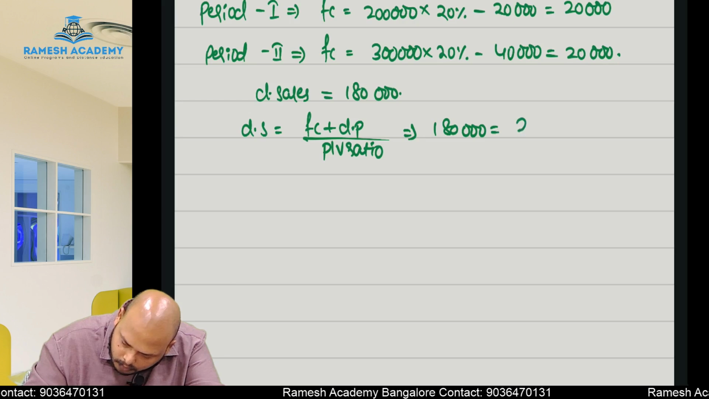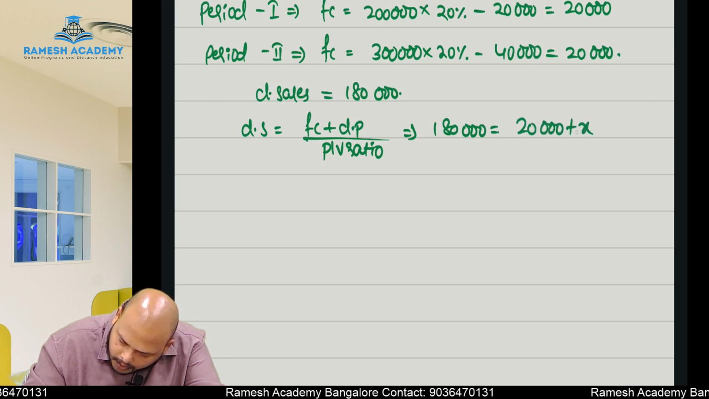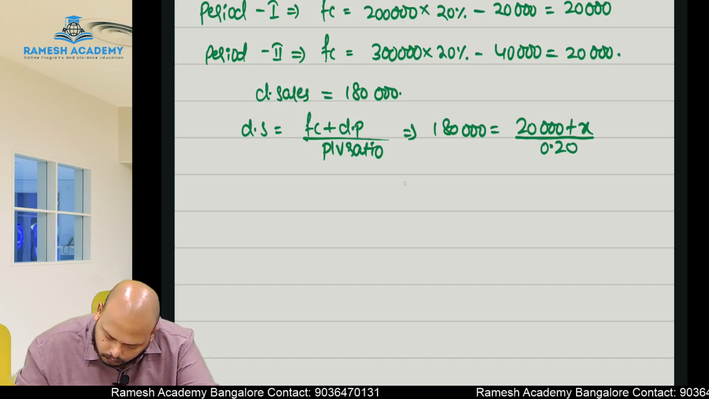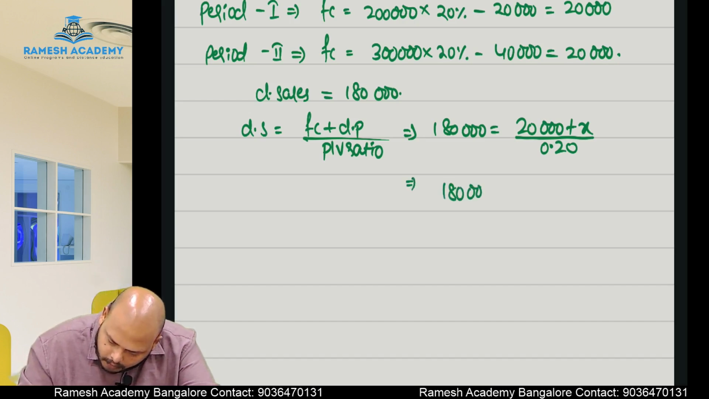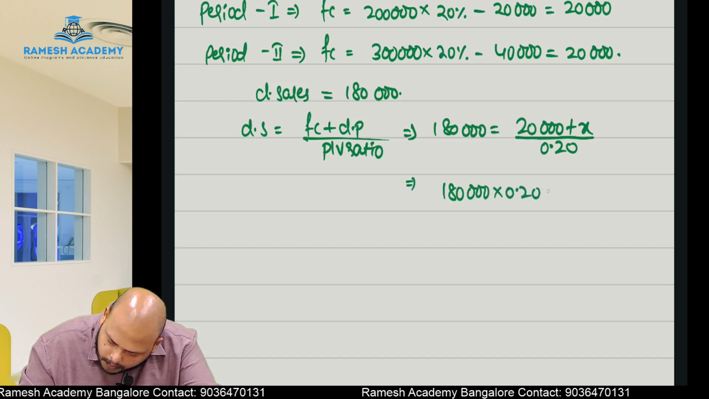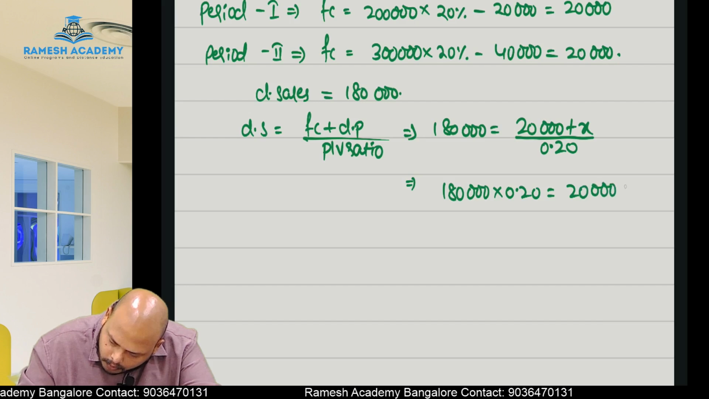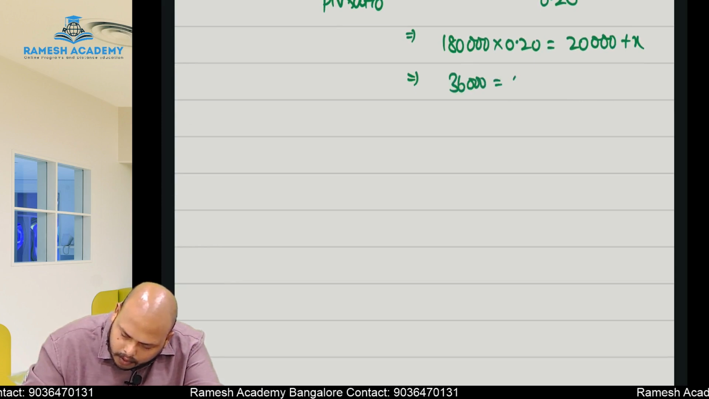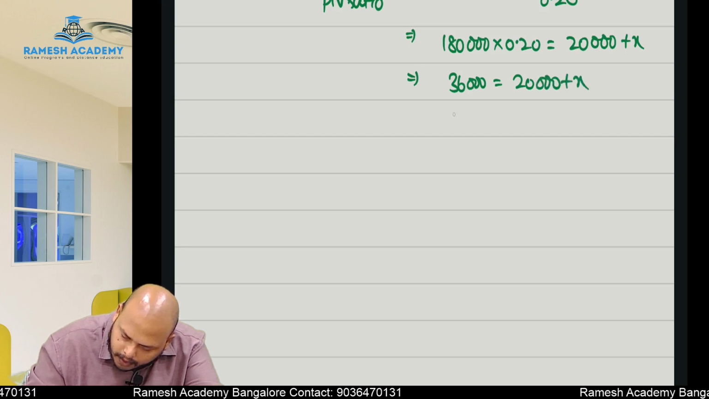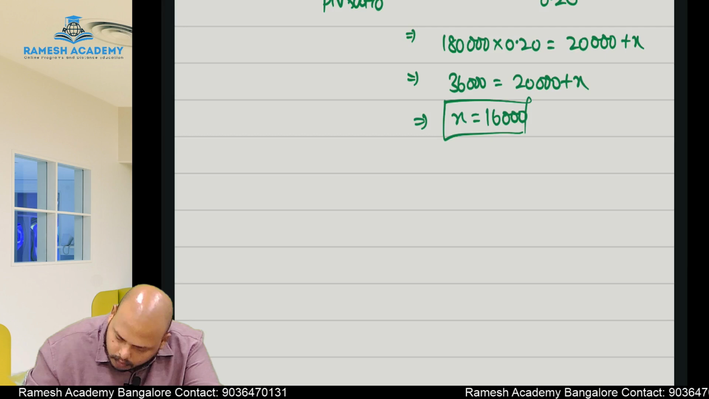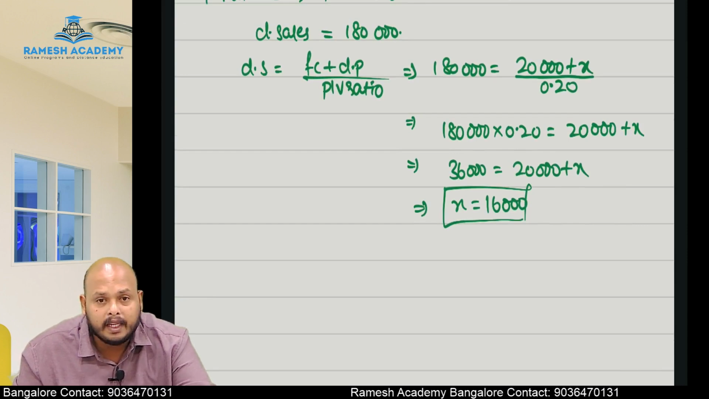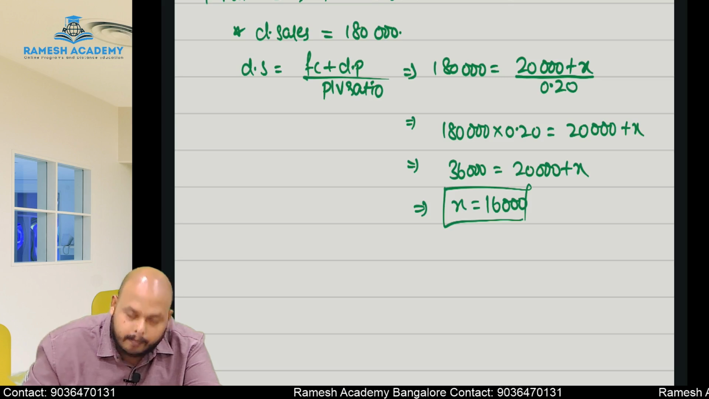We know this formula, right? 1,80,000 is equal to 20,000 plus X divided by 0.20. Cross multiply. 1,80,000 into 0.20 is equal to 20,000 plus X. That is nothing but 36,000 is equal to 20,000 plus X. X is equal to 16,000. So when the sales is 1,80,000, profit will be 16,000. So this is the probable trading result.